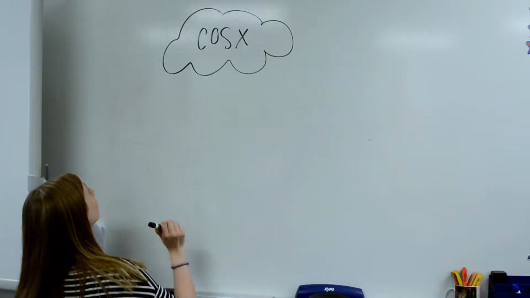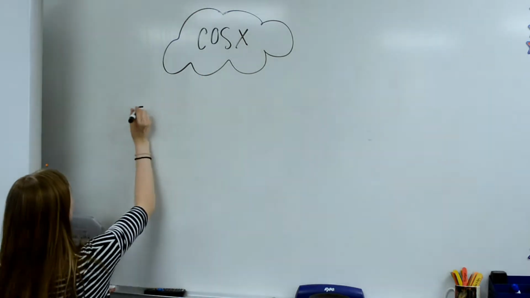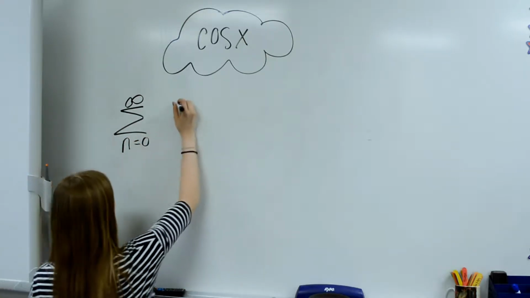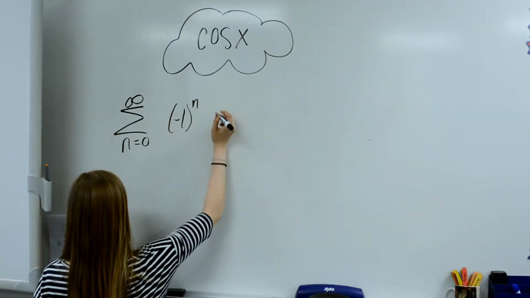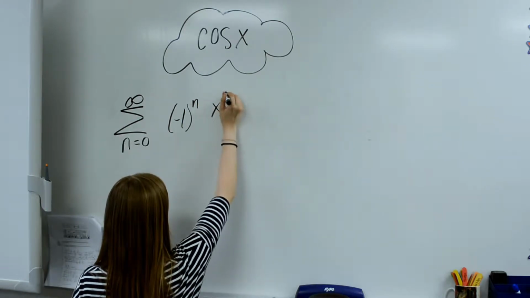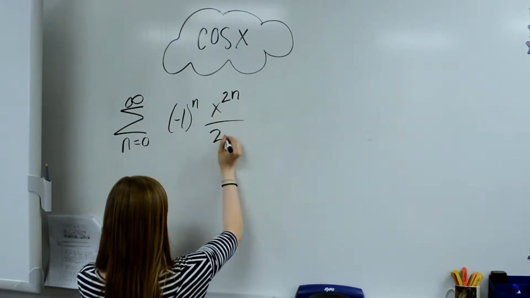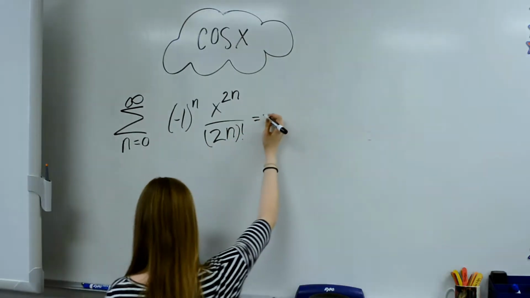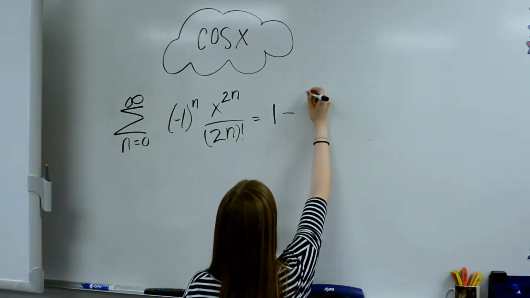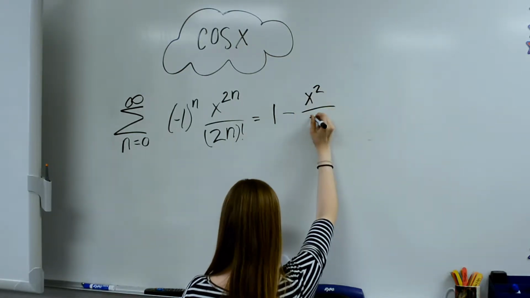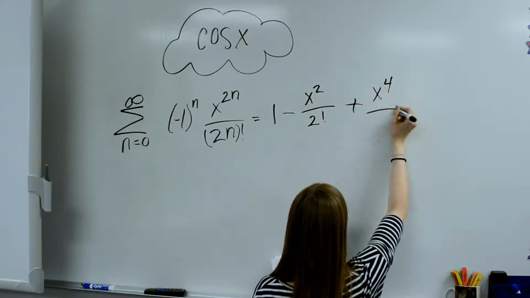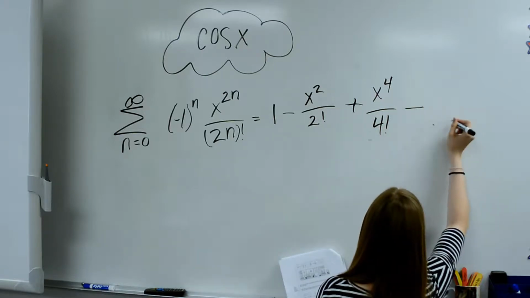Number 2! The second one that you should be memorizing is cosine of x. The general term is the summation to infinity when n equals 0 of -1 to the nth power for the alternating behavior. This one is pretty similar, but it's x to the 2n over 2n factorial. When expanded out, these are going to be the even number exponents. So 1 minus x squared over 2 factorial plus x to the 4th over 4 factorial, and so on.